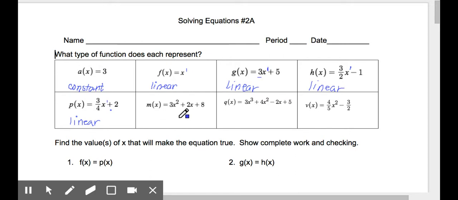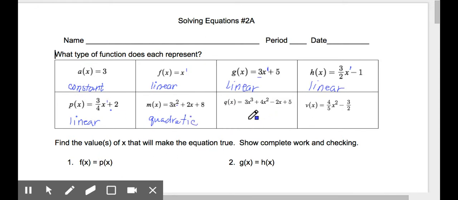M of x is equal to 3x squared plus 2x plus 8. So it looks a little different. Now, there's a constant term, there's an x term, and there's an x squared term. Since the highest exponent of x is 2, then this is a quadratic function. M of x is quadratic.